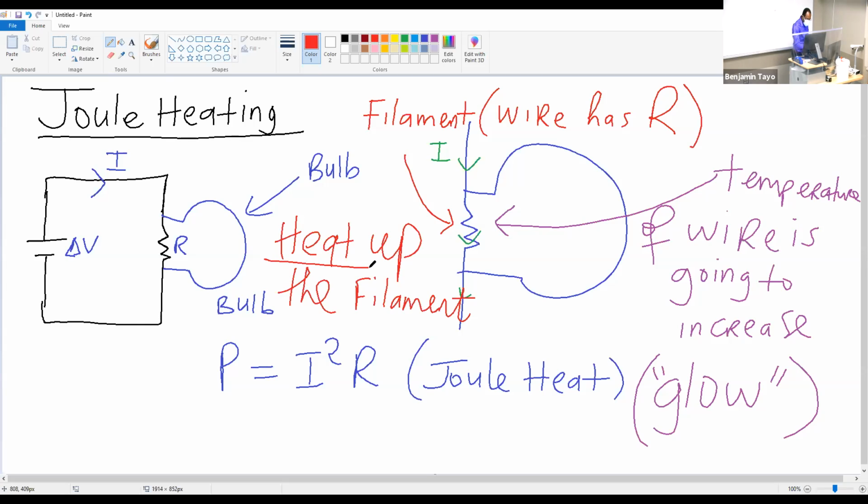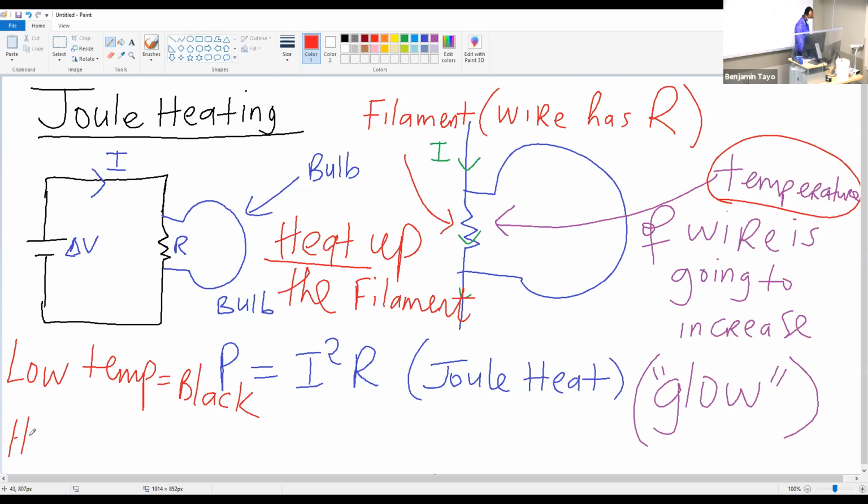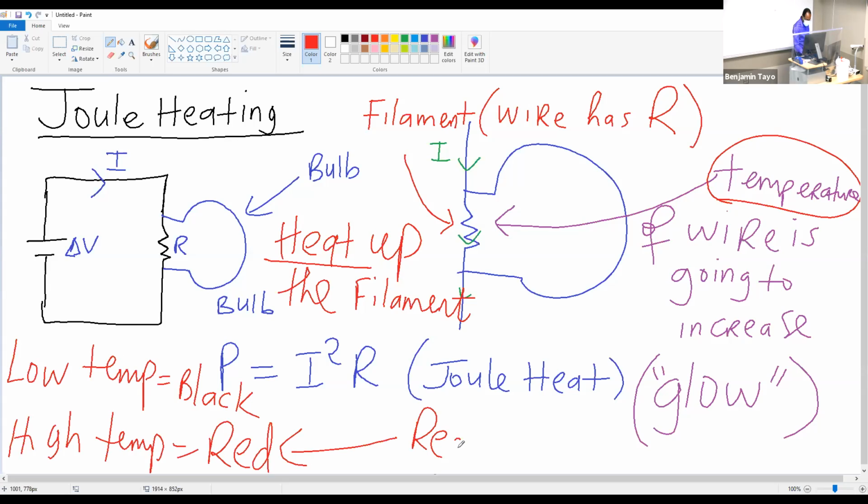And because you're heating this up, the temperature is going to go up, right? And when the temperature goes up, it's going to change color, right? So for example, at low temperature, maybe it's just going to be something like black. And then when you heat this up to high temperature, it's going to become red. So this will cause the light bulb to show up as a red light.